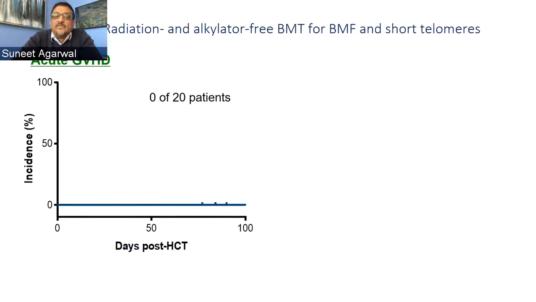In terms of acute GVHD, none of the patients had acute GVHD. None of the 20, and 3 of them are censored here, 2 of them for graft rejection and 1 of them for death. But this we attribute to the fact that we use Campath and also that we didn't cause any tissue damage during the process of the transplant.